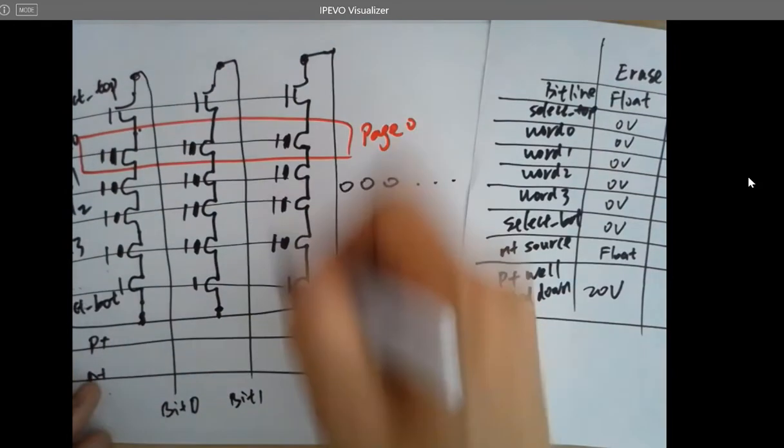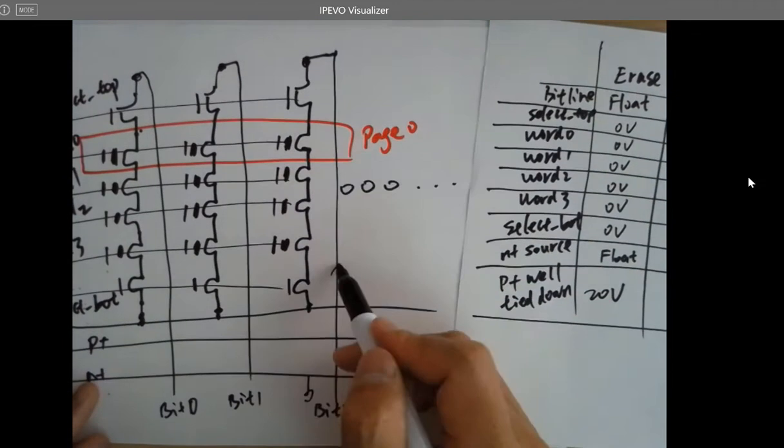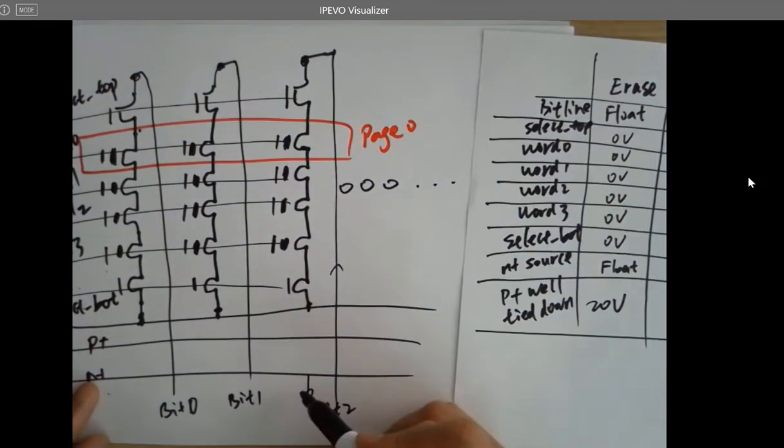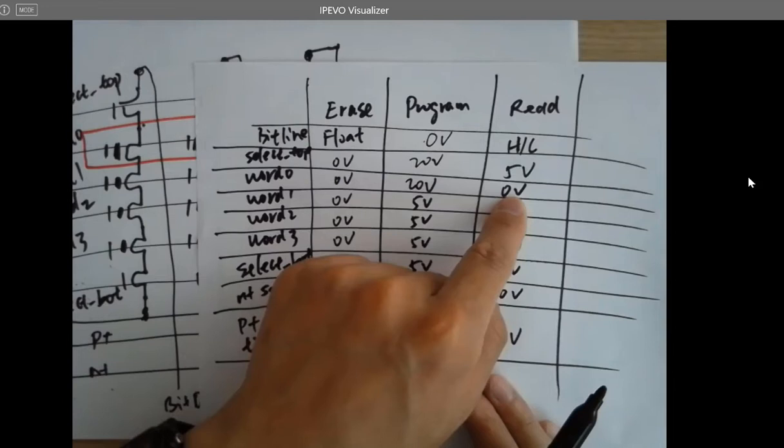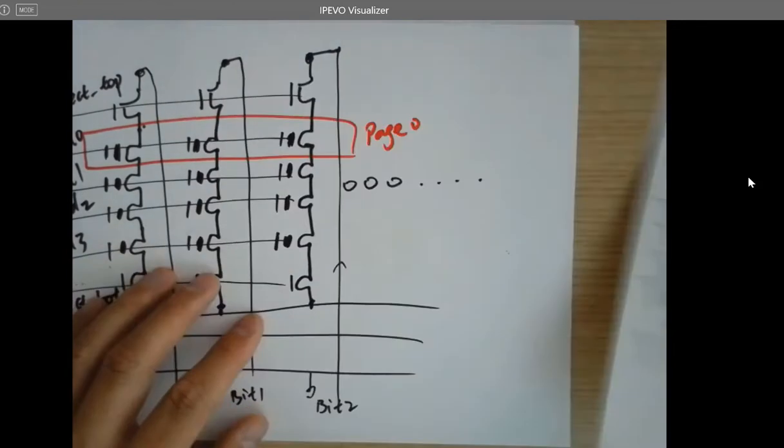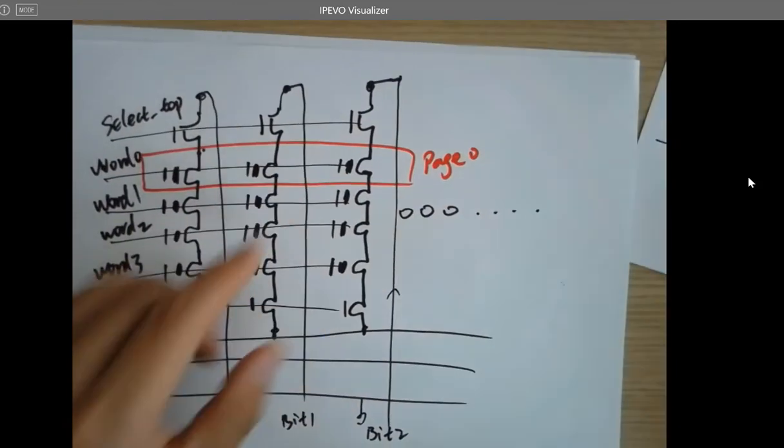Just directly draw it to the ground. Since you ground it, the current is going to flow through here to here. So why do we need 0 volts in order to read this page?